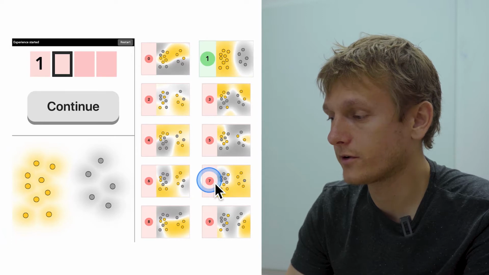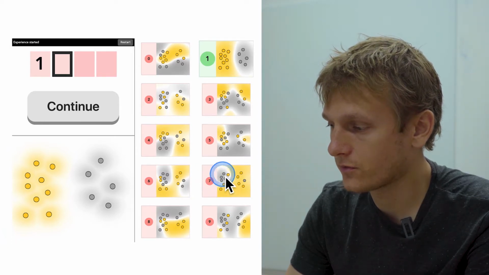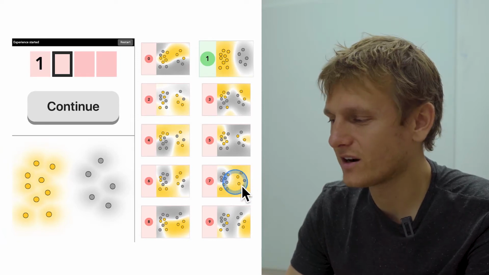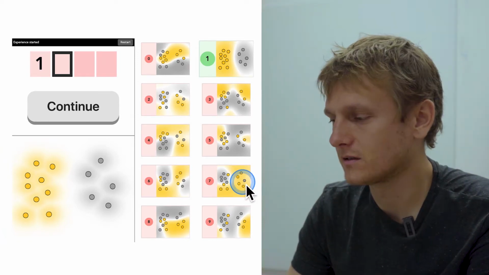In the case of 7, for example, there is a small area of gray here. All the rest is yellow, but there is this gray click on the yellow area, which doesn't make a lot of sense.